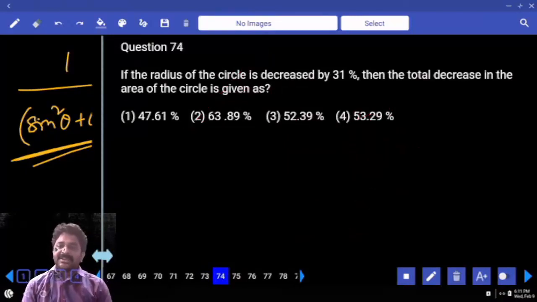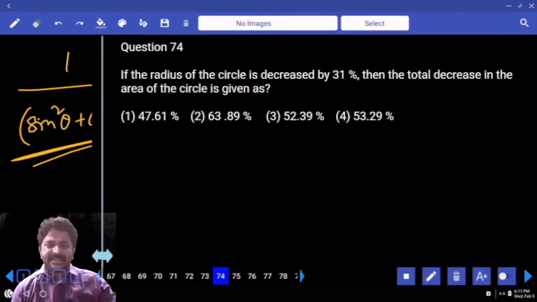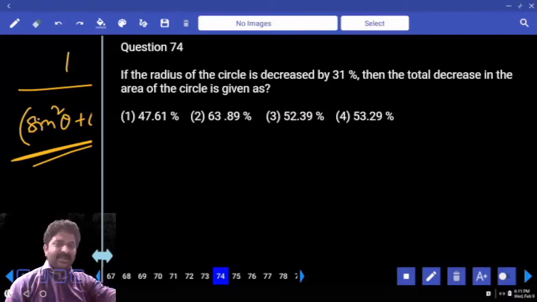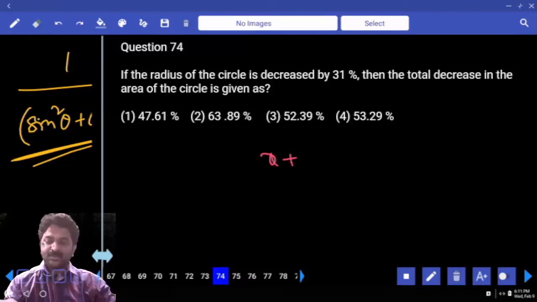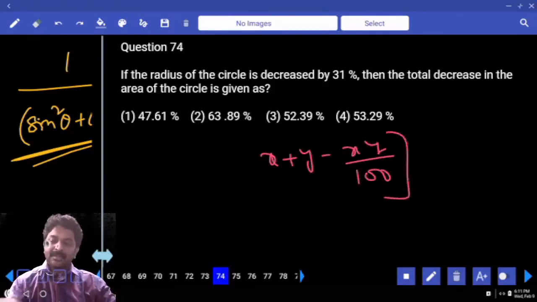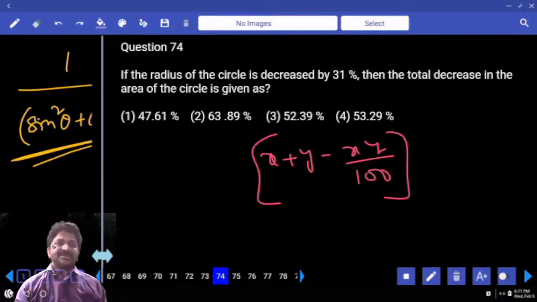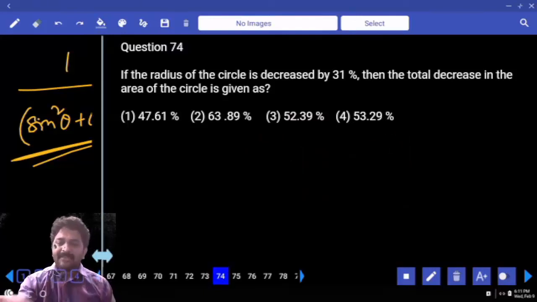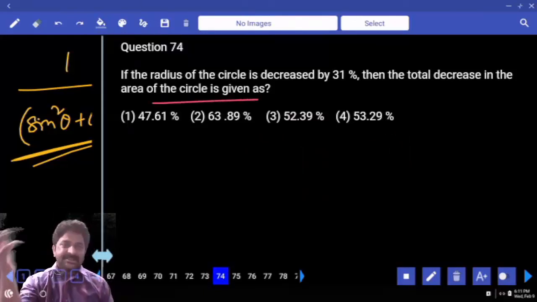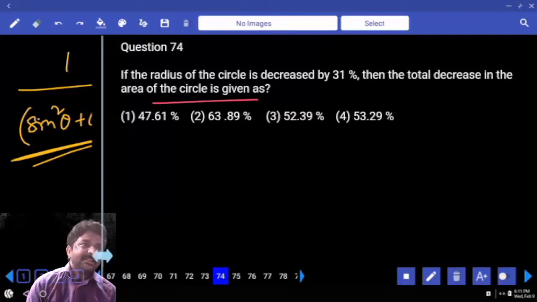If the radius of the circle is decreased by 31%, then the total decrease in the area of the circle is given as, you can go for x plus y minus xy by 100 only. This is something similar to successive discount. But here, area of the circle, area in the sense is it 2D or 3D?